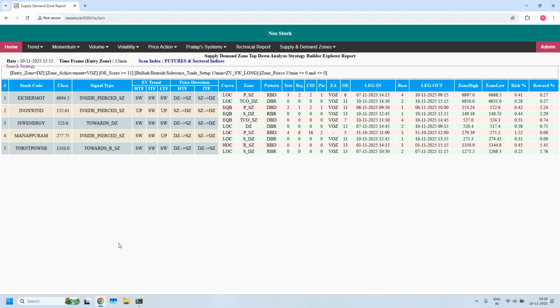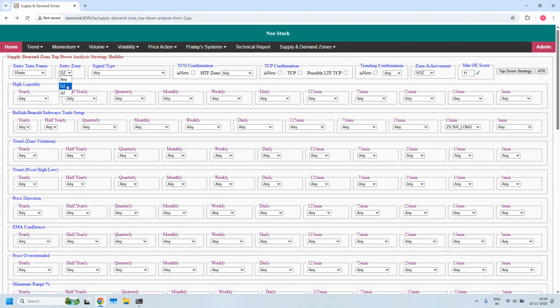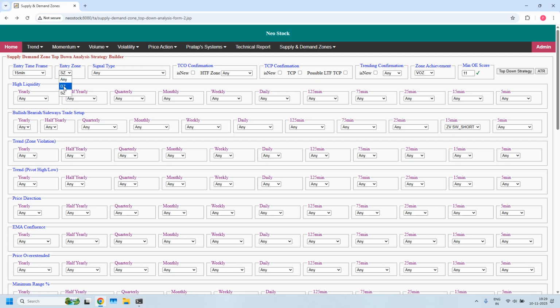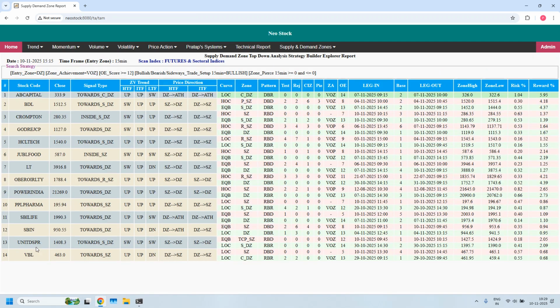Sideways long trade setup for daily income trade. Next, sideways short trade setup, daily income trade, 15 minutes supply zone, sideways short, minimum. So we got 4 stocks. Next, bullish trade setup for daily income trade, 15 minutes demand zone, bullish, minimum enhanced score 12. 14 stocks we got.